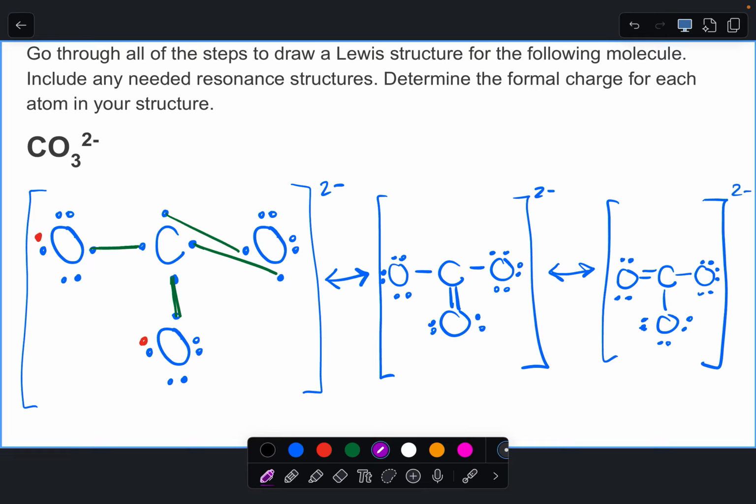Okay, so if you want to check your structures, I'm going to go ahead and write formal charges up there as well.